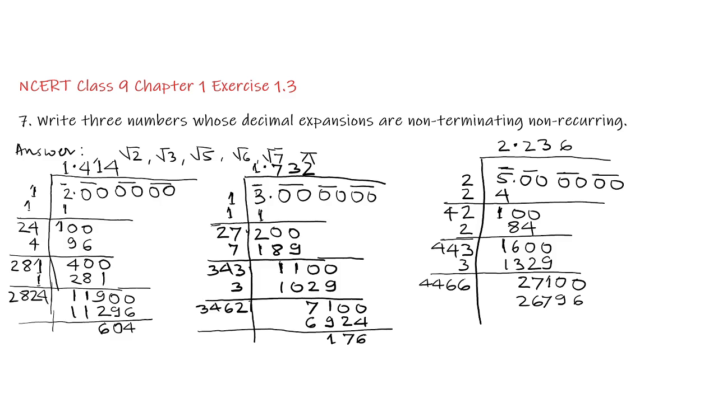So we subtract 26,796 from 27,100. 10 minus 6 is 4. 10 minus 9 is 1. 10 minus 7 is 3. And 6 minus 6 is 0. And then 2 minus 2 is 0. So our remainder is 304. Now the value of root 5 up to 3 digits is 2.236. And this, if we go on, is non-terminating, non-repeating.